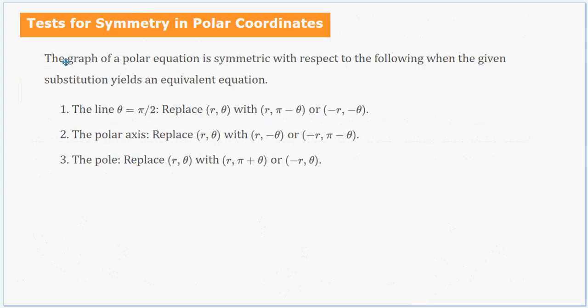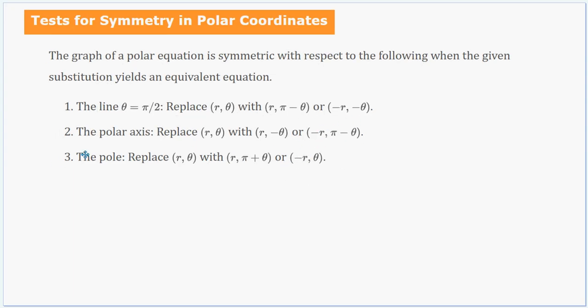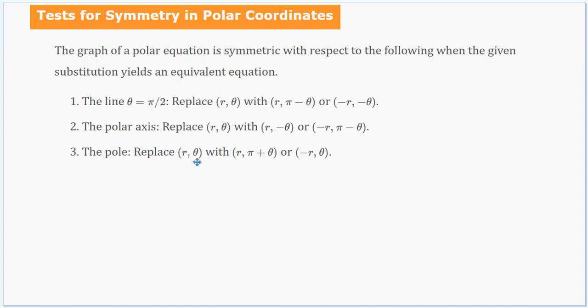So let's see here. These are our tests. I don't use these all that often. I don't mind just plotting more points just to make sure. We're symmetric to the line theta is pi over 2 if we replace r, theta with r, theta minus pi, or r, pi minus theta, or negative r, negative theta. The polar axis, or the x-axis, we could replace r, theta with r, negative theta, or negative r, pi minus theta. Or to the origin, or the pole, we could replace r, theta with r, pi plus theta, or negative r, keep the positive theta.